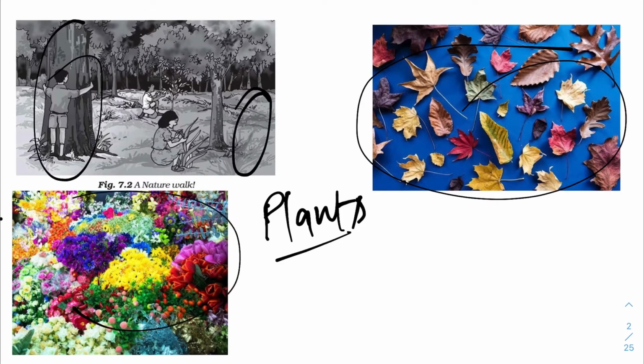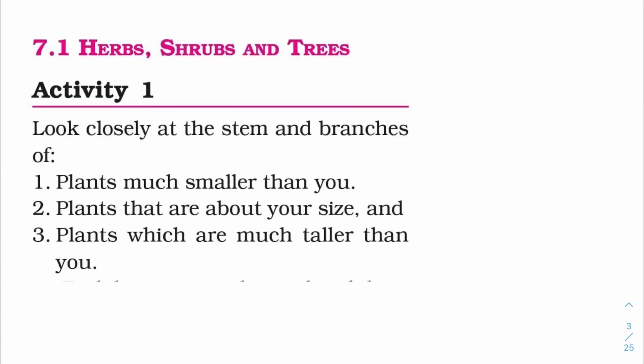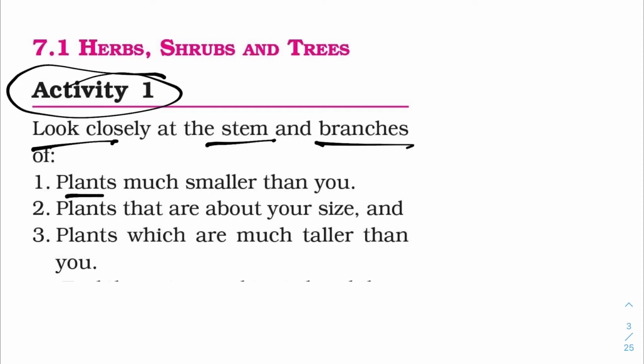Now let us try to know different parts of any plant, which eventually will help us to understand the differences between plants of different kinds. Now activity 1 asks us to look closely at the stem and branches of number 1, plants which are much smaller than us, number 2, plants which are about our size, and number 3, plants which are much bigger than us. While noticing these plants, take a closer look at their stem.